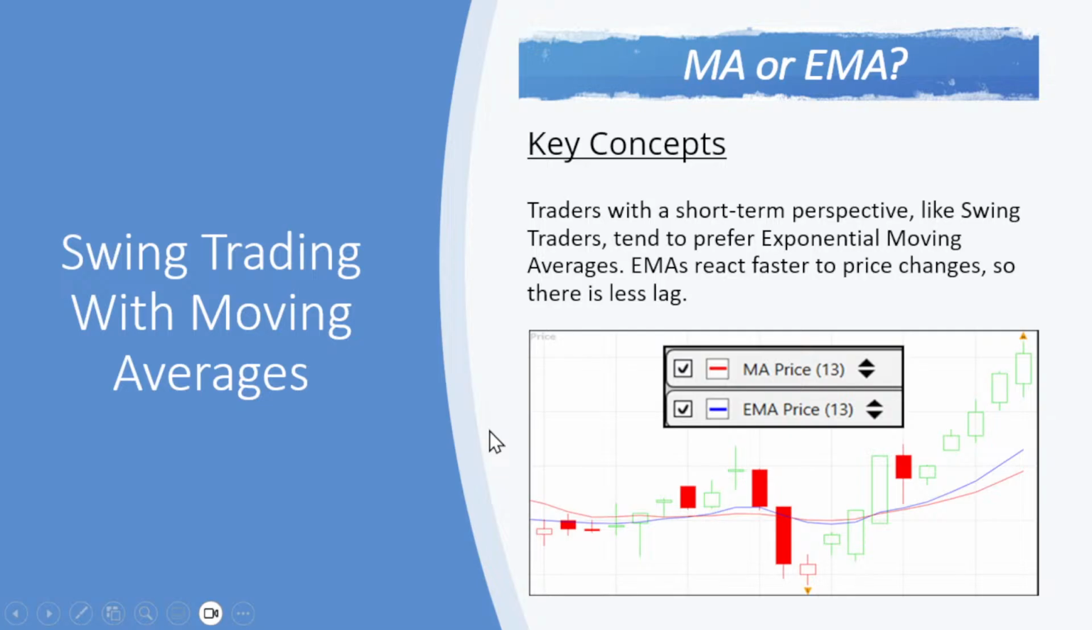EMAs give more weighting to the more recent prices. EMAs are the desired moving average for traders, active traders, swing traders, because recent price action is more important than 20 days ago or 19 days ago or 18 days ago or 17 days ago if we're looking, let's say, at a 20-day moving average. Okay?